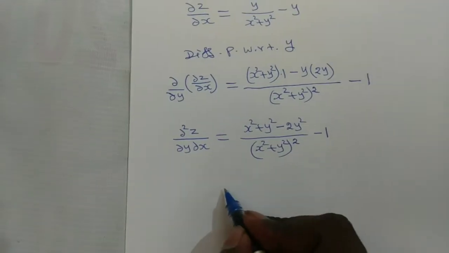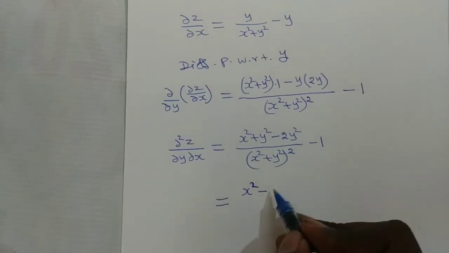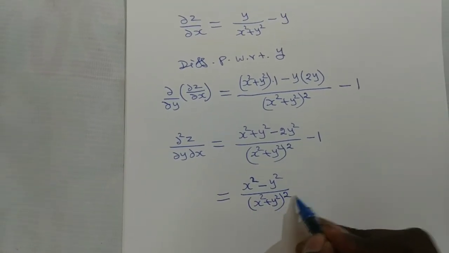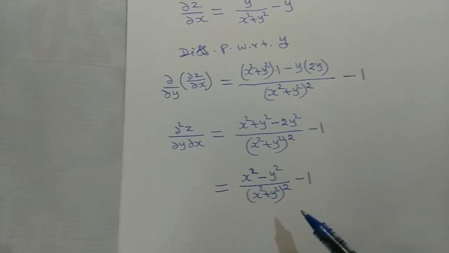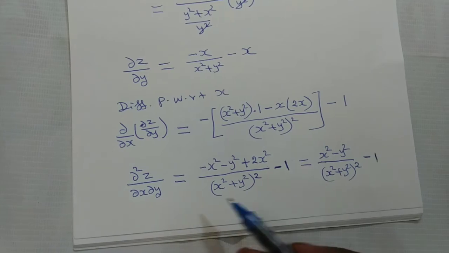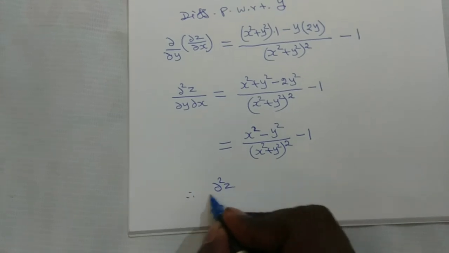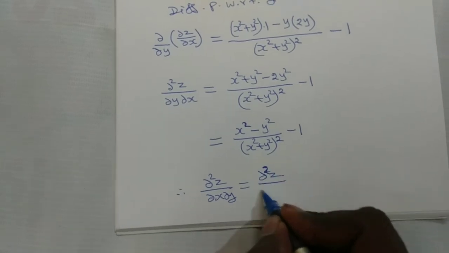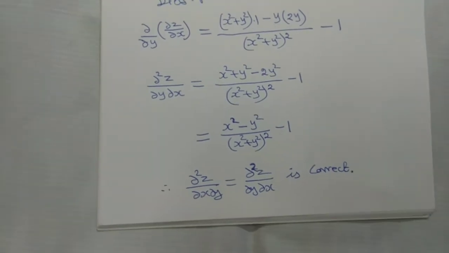So what is the simplification? So this is x square minus y square by x square plus y square the whole square, minus 1. So this is the ∂²z/∂y∂x value. And already we found ∂²z/∂x∂y. Both are the same. Therefore ∂²z/∂x∂y is equal to ∂²z/∂y∂x is correct. Hence verified.